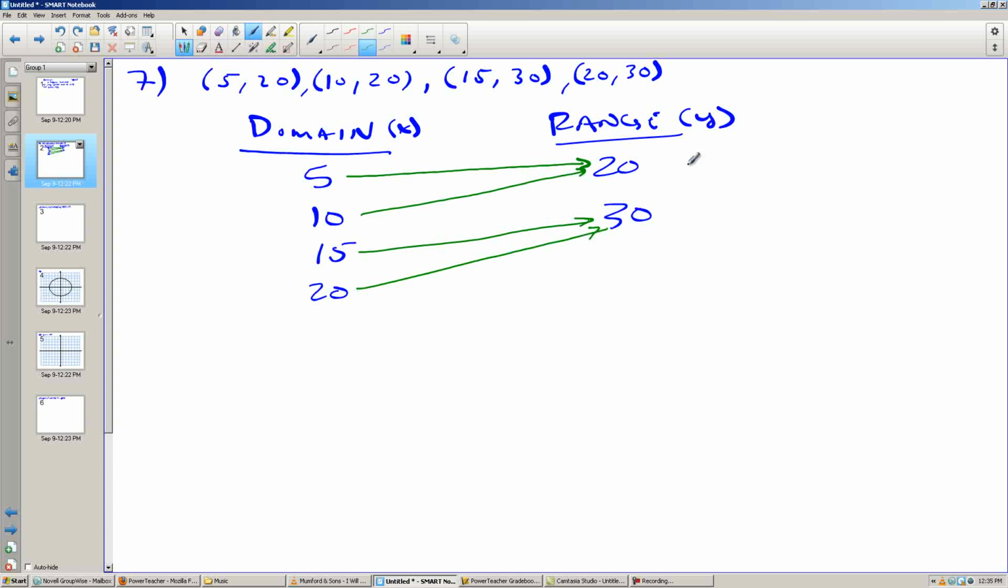And notice that both of these are pointing at the same value, but this is still a function because 5 only has one output, and 10 only has one output, 15 only has one output, and 20 has one output. If these arrows were reversed and two things were coming from 15 and pointing to two separate things over here, then we'd have an issue. And we'll look at an example of that.